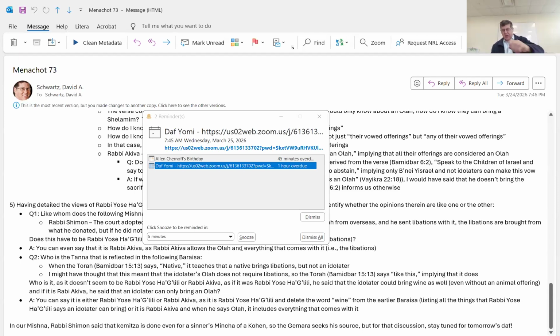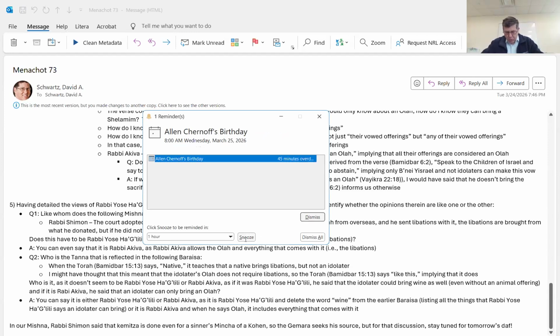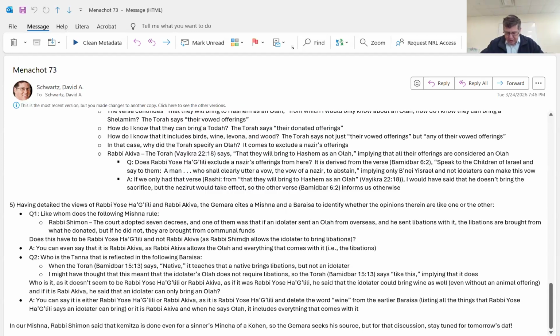And when we say that you can bring an ola, it means you can bring the ola along with all of its accoutrements, meaning all of the other things that go along with it. And so, in the end, we have these two different opinions. We have Rabbi Yossi Aglili, who allows non-Jews to bring any kind of sacrifice, and Rabbi Akiva, who says no, they can only bring an olah.